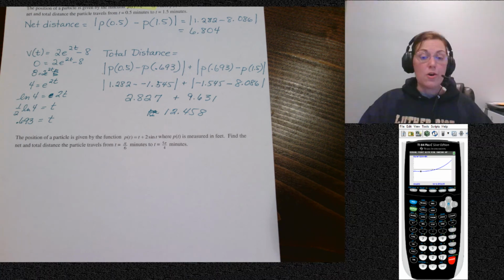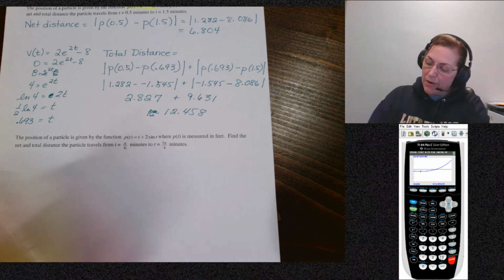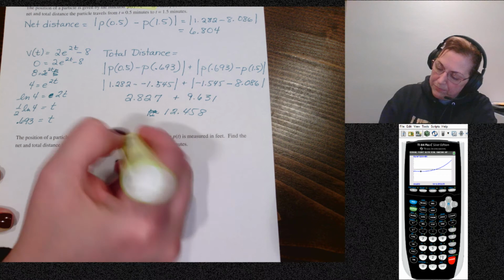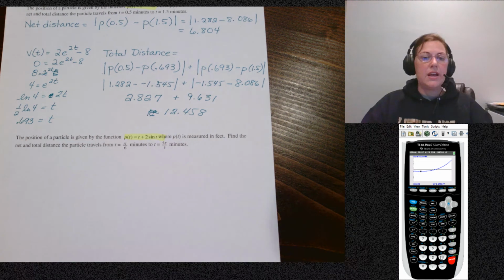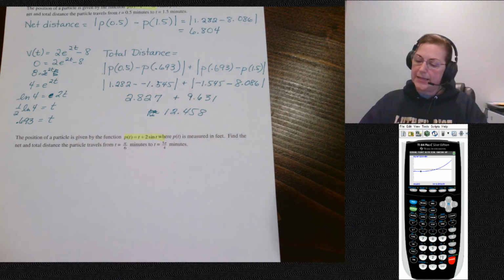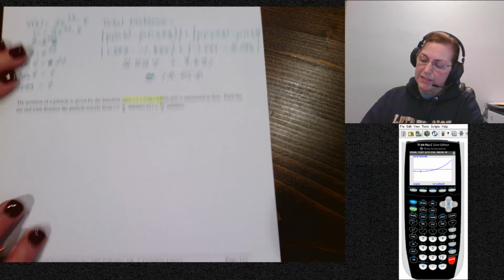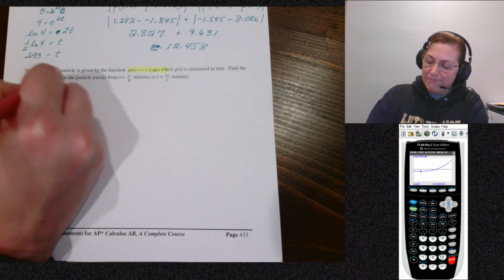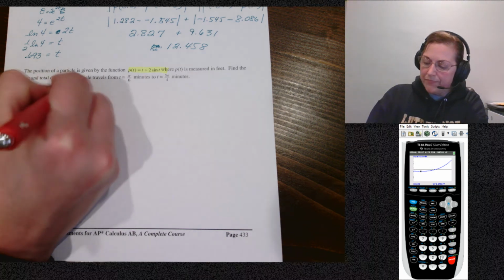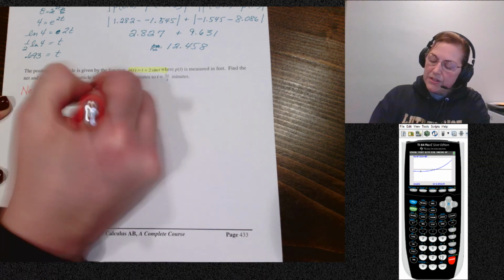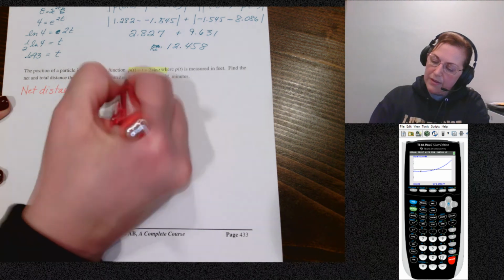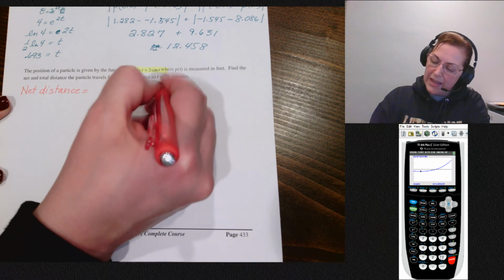All right, one more problem for this set here. We're being given the position and we're looking for that net distance and that total distance as well. So let's take a look at net distance. Again, I think it's the easy one. So I'm going to do the position at the beginning minus the position at the end.